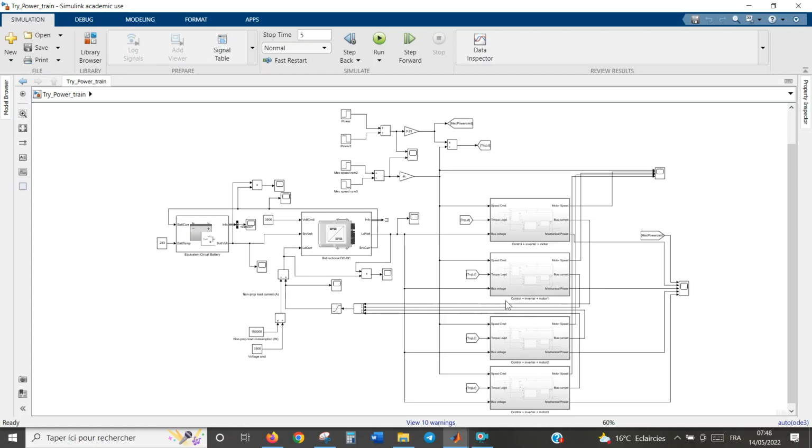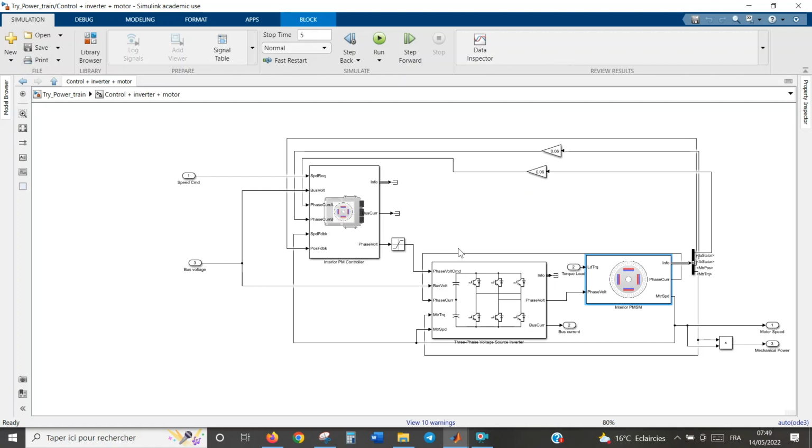To study the overall behavior of the aircraft during the flight, we have created a model with Simulink, which simulates the main components of the aircraft. Here, for instance, we have the battery. Here we have a boost converter. In a motor block, we have a controller, an inverter, a synchronous motor.